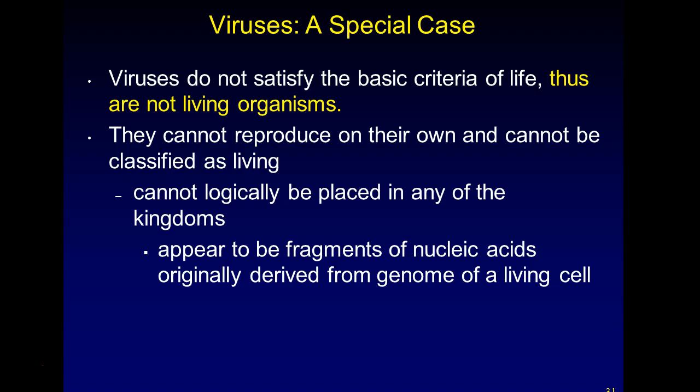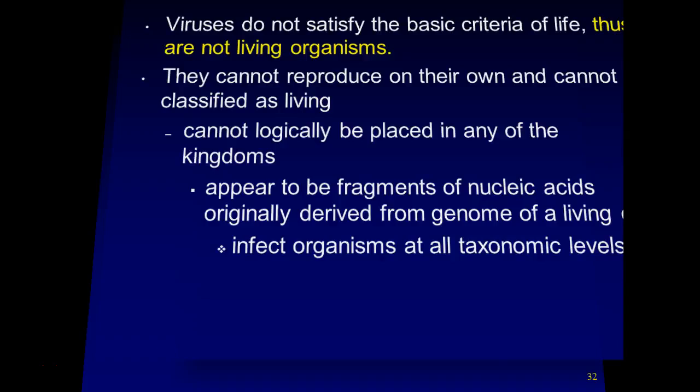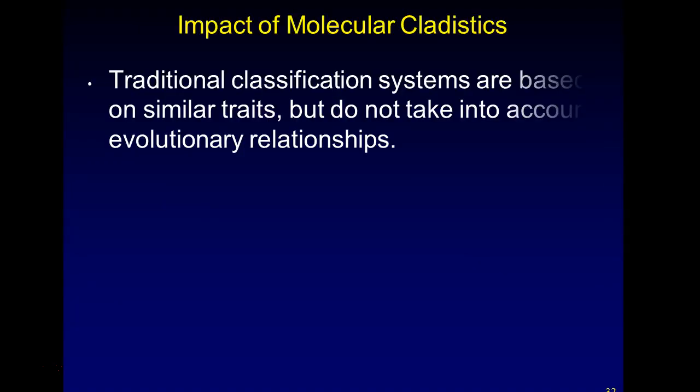Another interesting disease-causing material is something called a prion. Prion is something we should talk about when we get into viruses, but it's not a virus. Viruses infect organisms at all the taxonomical levels, so every kingdom of life can be infected by a virus. So we don't need to write this down.